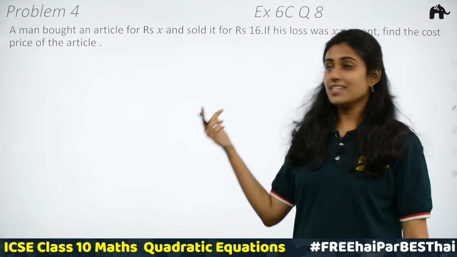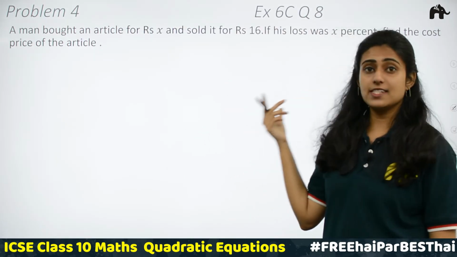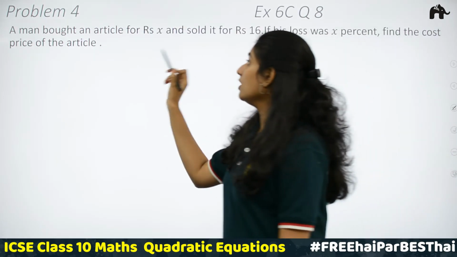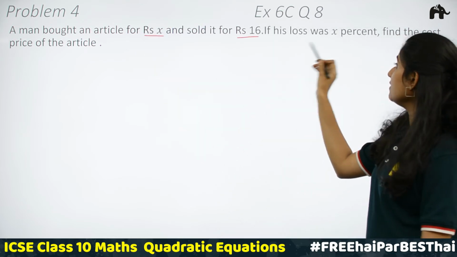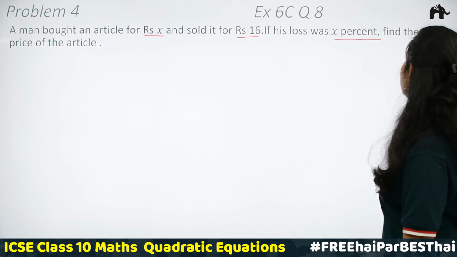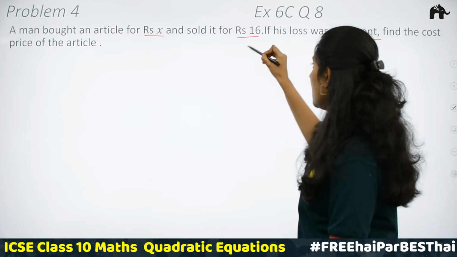Okay. Next, fourth problem, question 8 of exercise 6C. A man bought an article for rupees X and sold it for rupees 16. If his loss was X%, find the cost price of the article.